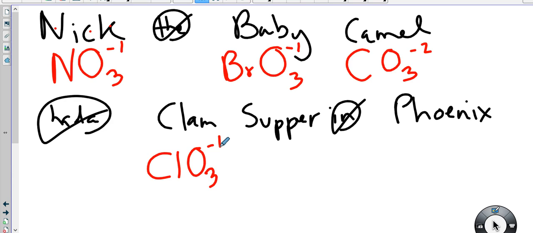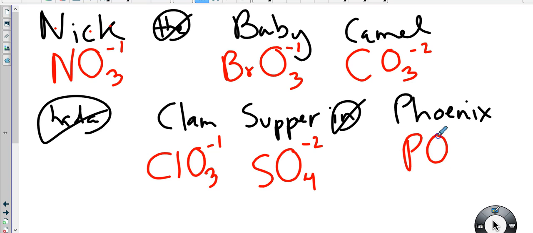Supper. 1, 2, 3, 4 consonants. S is for sulfur. 2 vowels. That takes care of sulfate and sulfite. Phoenix is for phosphate. There's your P for phosphorus. 1, 2, 3, 4 oxygens, because 4 consonants. And then you got 3 vowels. And then phosphate's PO4 3 minus. That's just an easier one. Now you got to know this little saying or you're really up the creek.